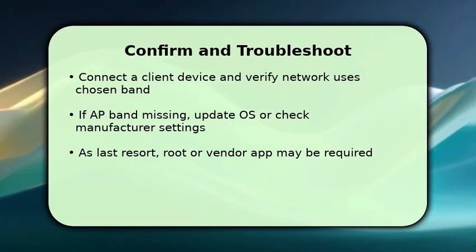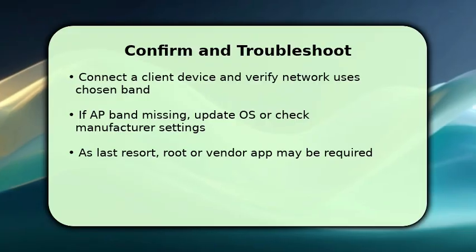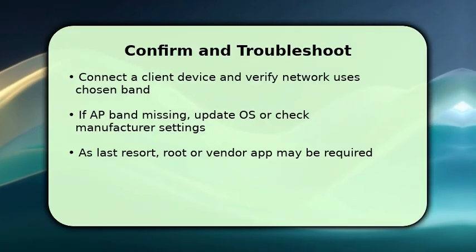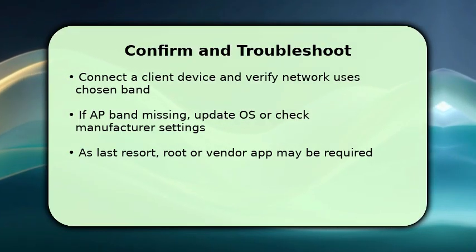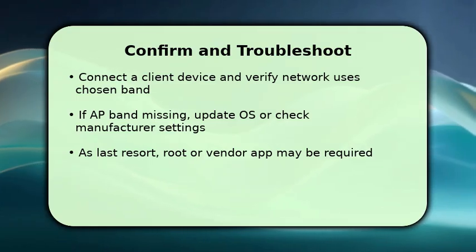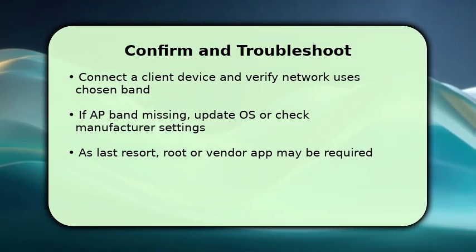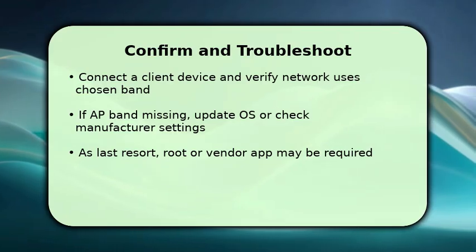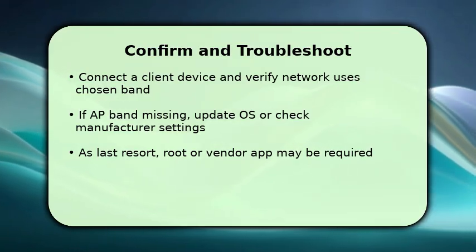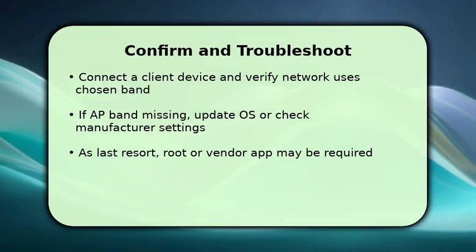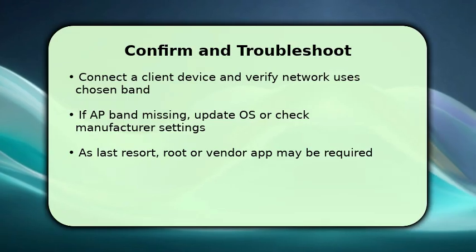Connect and confirm the device lists the hotspot as 2.4 or 5 GHz in its Wi-Fi details. If the AP band option is missing, make sure your Android is updated and check the vendor's custom settings. Some manufacturers hide it.